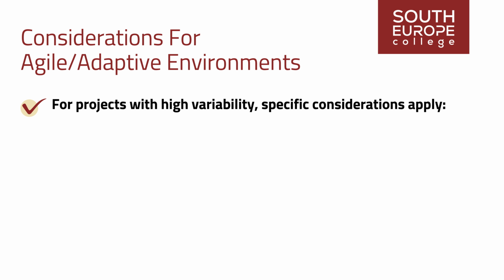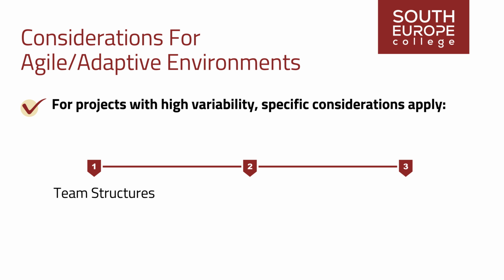For projects with high variability, specific considerations apply. Team structures. Optimize team structures for focus and collaboration, such as self-organizing teams with generalizing specialists. Collaboration. Emphasize collaboration to boost productivity, facilitate innovative problem-solving, and adapt to rapid changes. Planning. In high variability environments, planning for physical and human resources becomes less predictable. Agreements for fast supply and lean methods are crucial to control costs and meet schedules.